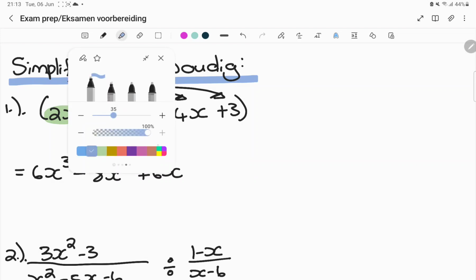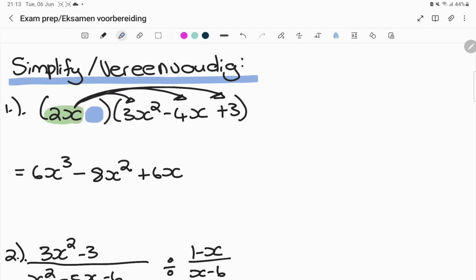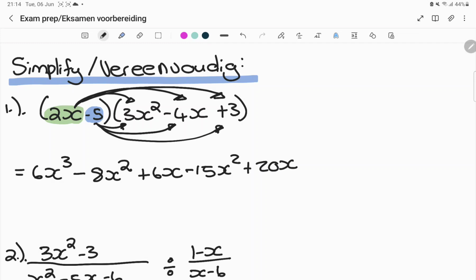Alright, now let's take our second term, which is negative 5, and we are going to multiply it with every term in my second bracket. Alright, so negative 5 times 3x squared becomes negative 15x squared. Negative 5 times negative 4x becomes positive 20x. And then negative 5 times 3 becomes negative 15.